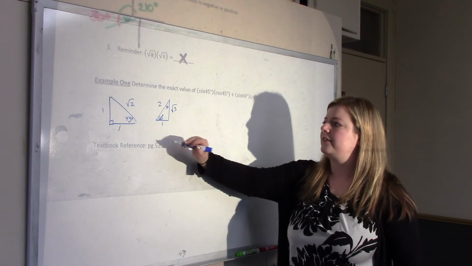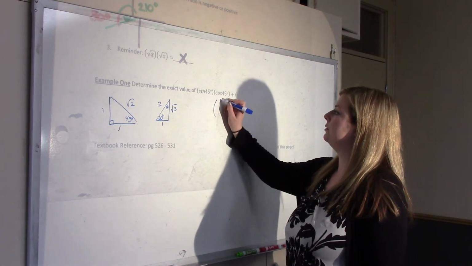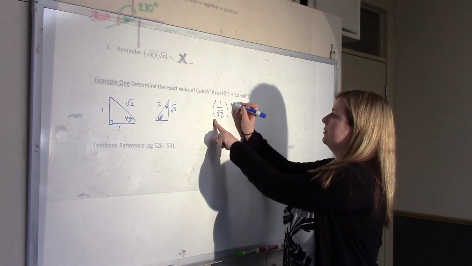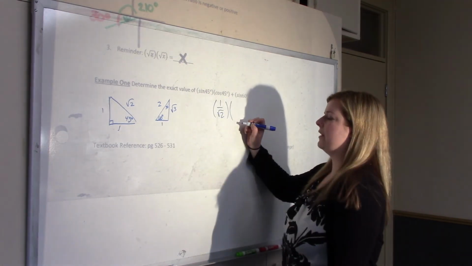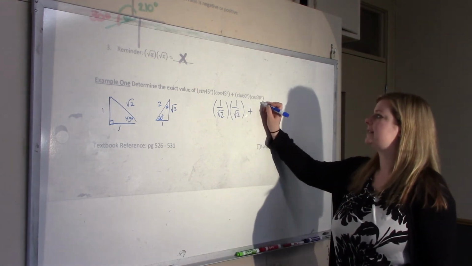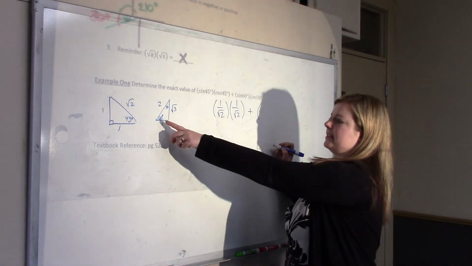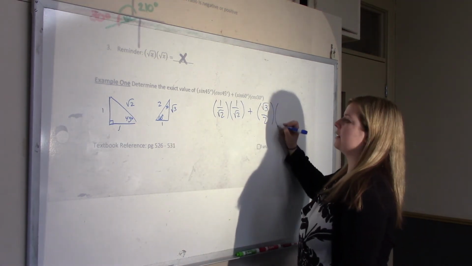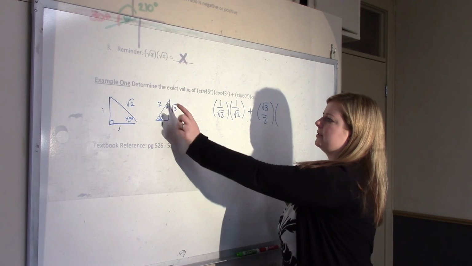So sine of 45 degrees is just 1/√2. So instead of sine 45, I write 1/√2. Now instead of cos of 45 degrees, I again write 1/√2. Plus the sine of 60 degrees, so here's 60, so √3/2. And then the cos of 30, so that's also √3/2.